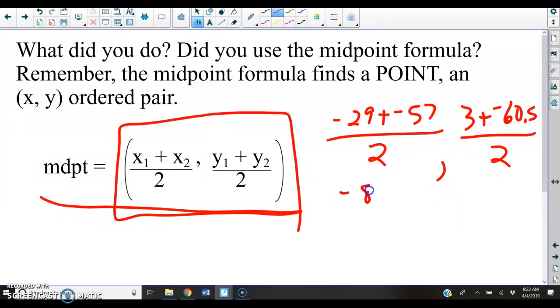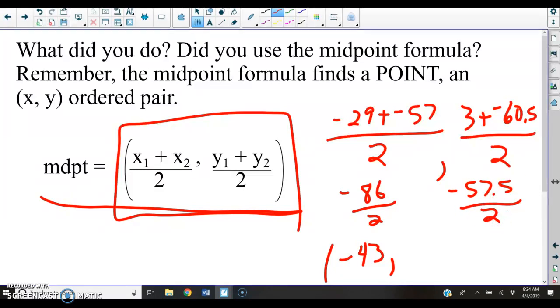Right, I got negative 86 over 2, so that would be negative 43. So it would be 43rd Avenue West. And then the other one, I've got negative 57.5 over 2. So I got negative 28.75. So then the address would be 43rd Avenue Southwest, and about 2875 would be the house number.